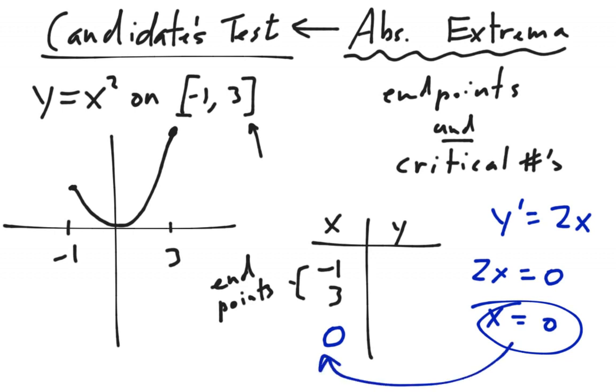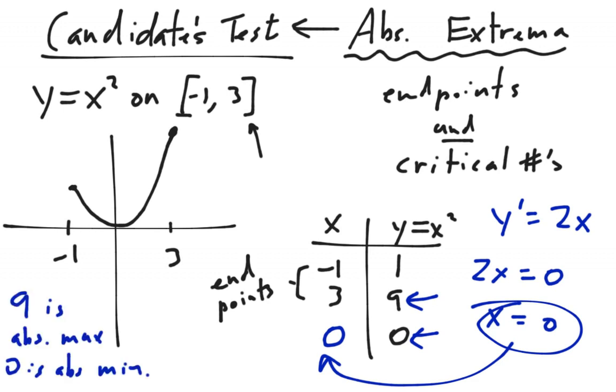Then we just find all the y values. So we take y equals x squared, and we plug them all in. So we get 1, 9, and 0. The candidates test is really easy because now all you have to do is find the biggest number and the smallest number. The biggest number is 9, the smallest number is 0. So this means that 9 is the absolute maximum and 0 is the absolute minimum. Just like that. Let's notice a couple things. First off, we used this endpoint in the candidates test, but it didn't turn out to be one of our extrema.